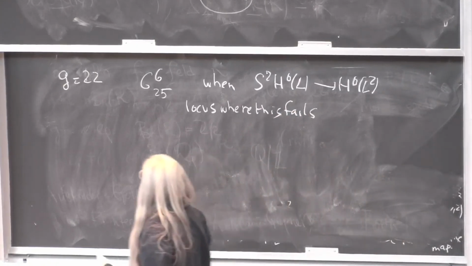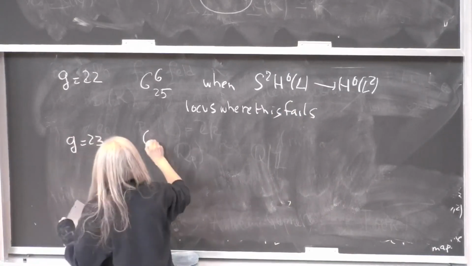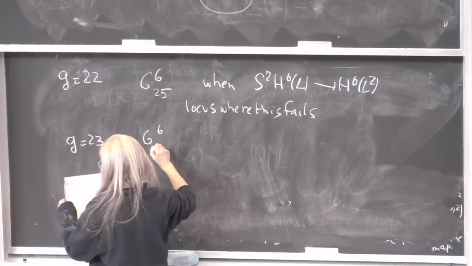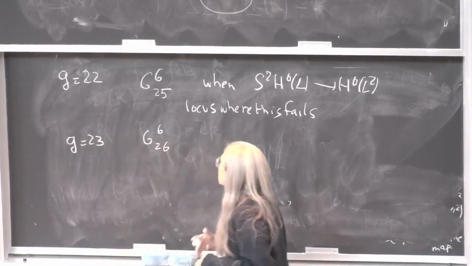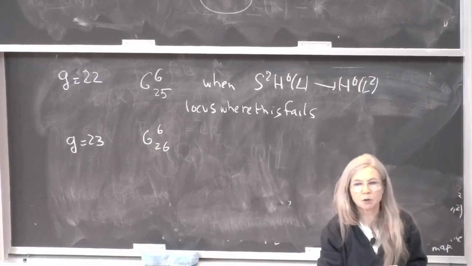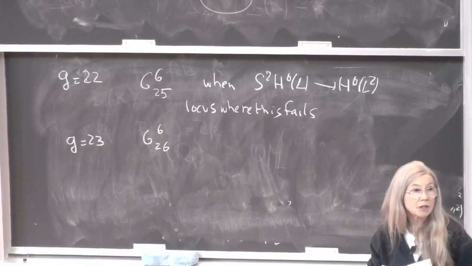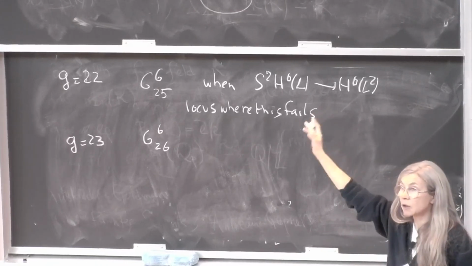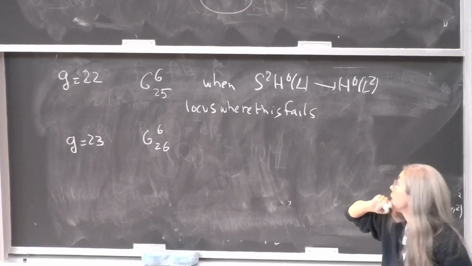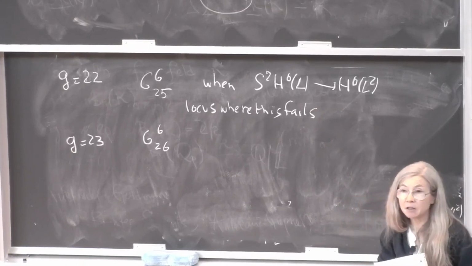And for g equals 23, you have G^6_26, I think you need. And the locus also is supposed to be a divisor. One can compute the classes of these divisors, and these classes would help you in terms of showing that the moduli space has maximal codimension.